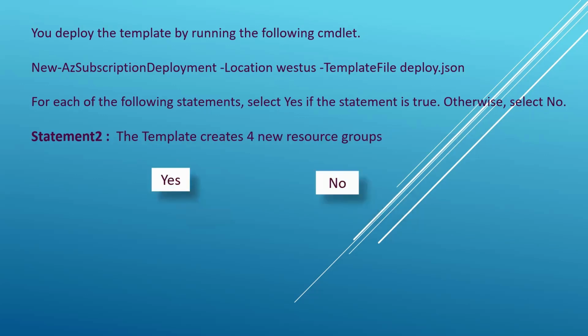Let's look at statement 2. The template creates 4 new resource groups. No, this statement is incorrect. The template is written in a way that it will try to create 4 resource groups with the names RG0, RG1, RG2, and RG3. But you should also see that in the question it was already mentioned that RG1 and RG2 already exist. So it will fail to create them.